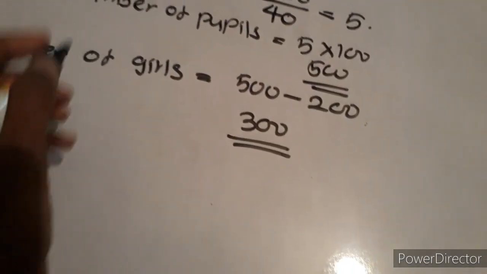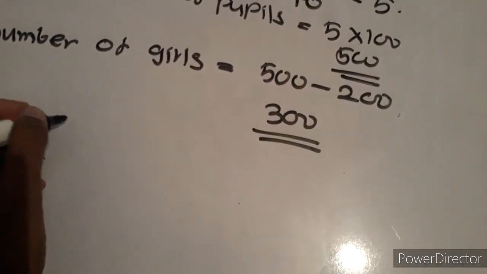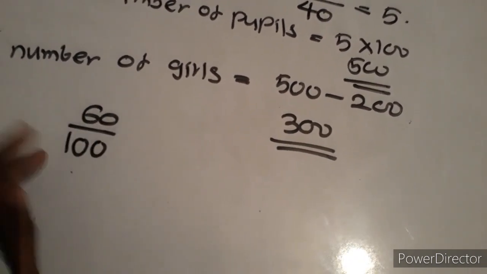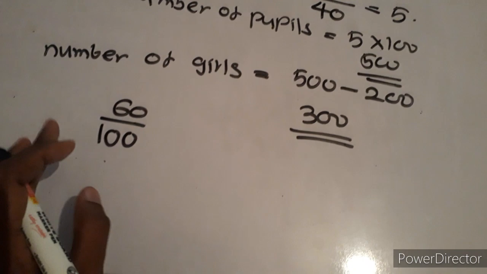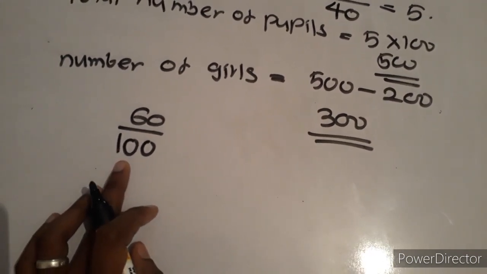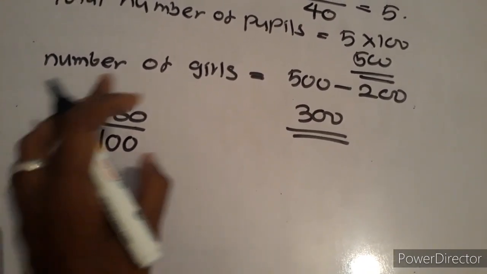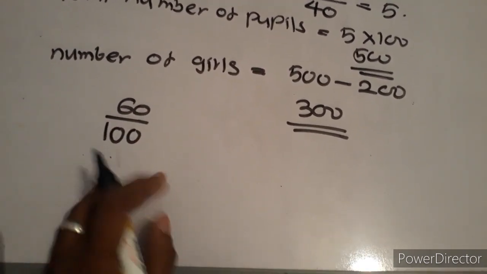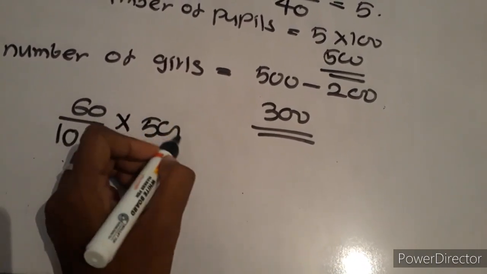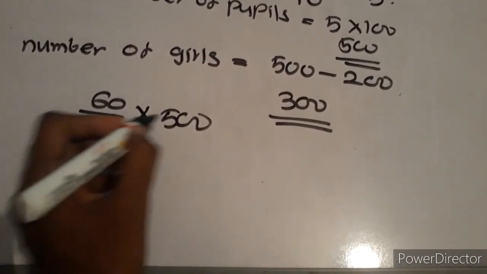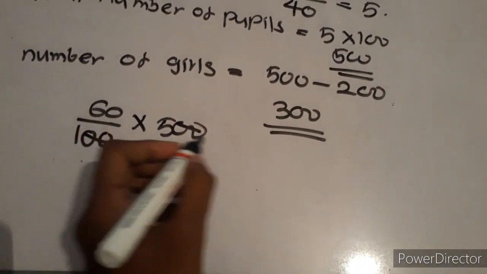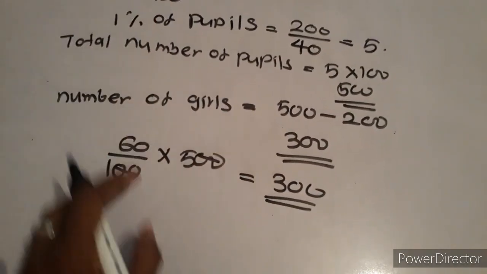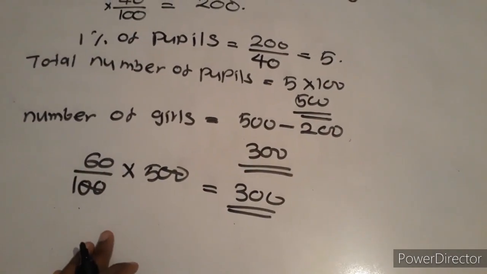You can find this answer in another way. How? Using your percentage. We know the percentage of girls is 60, no? So we can write it as 60. Then we can find it out. The percentage is 60. So total is 500. So we have to multiply like this. Then it becomes 300 also. Same answer. We can use both methods to find out the number of girls.